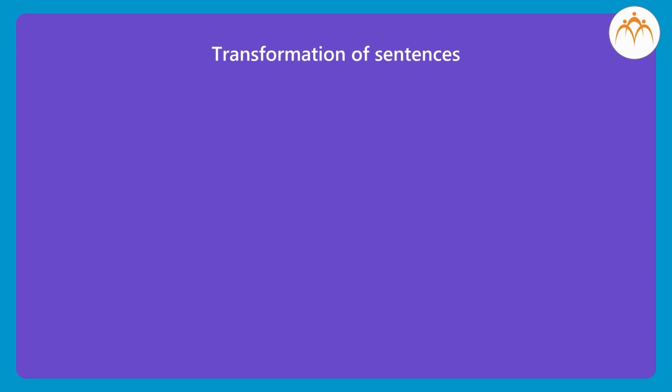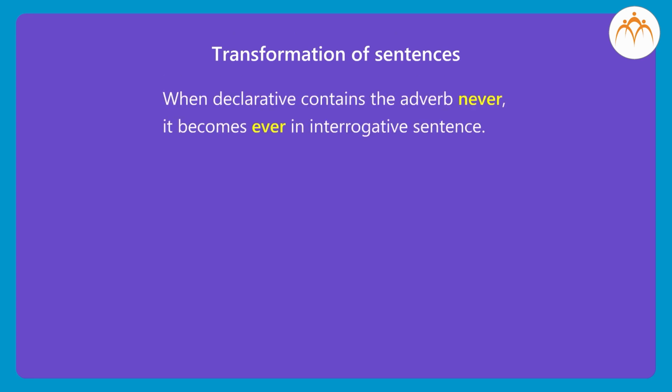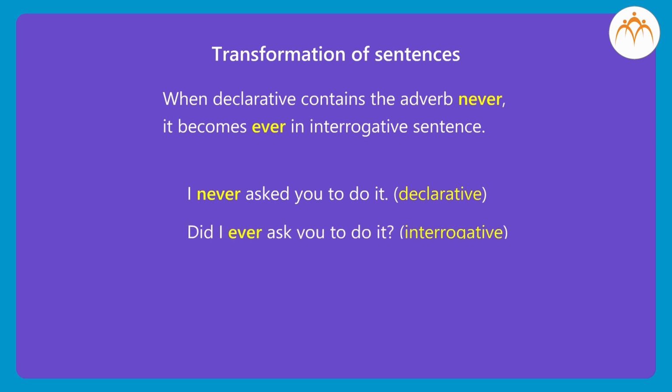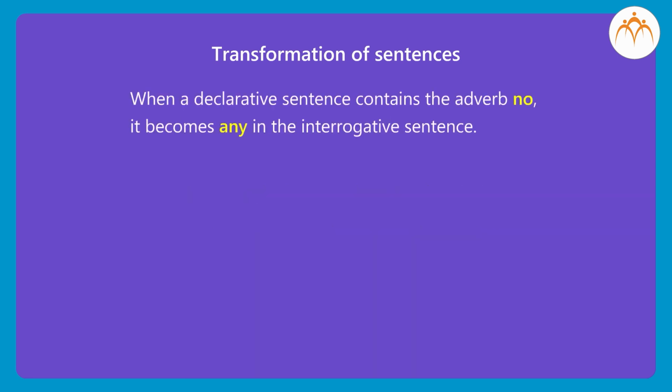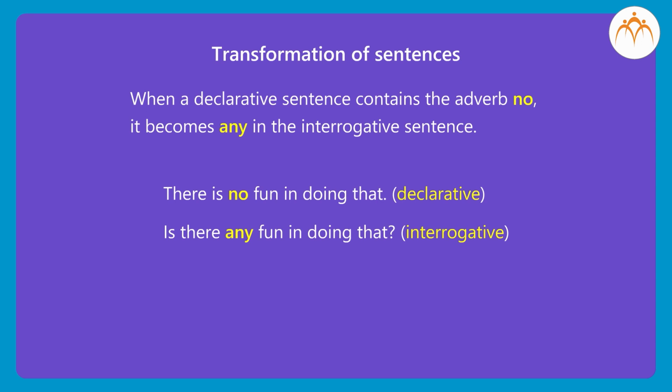Transformation of sentences. When declarative contains the adverb never, it becomes ever in interrogative sentence. For example, I never asked you to do it. This is declarative. In interrogative, it becomes did I ever ask you to do it? When a declarative sentence contains the adverb no, it becomes any in the interrogative sentence. For example, there is no fun in doing that. This is declarative. In interrogative, it becomes is there any fun in doing that?